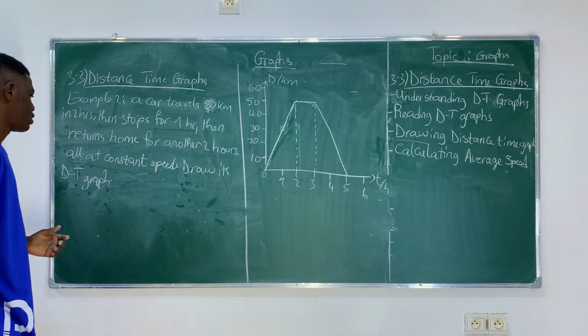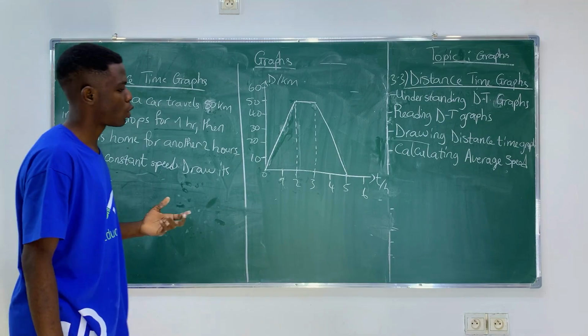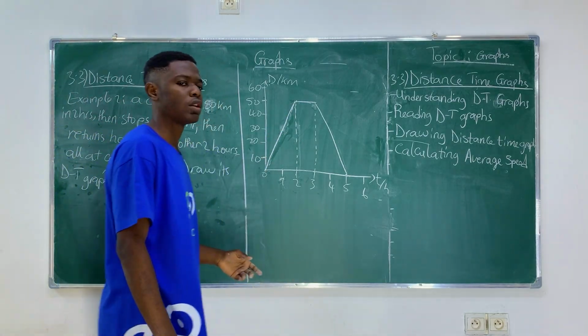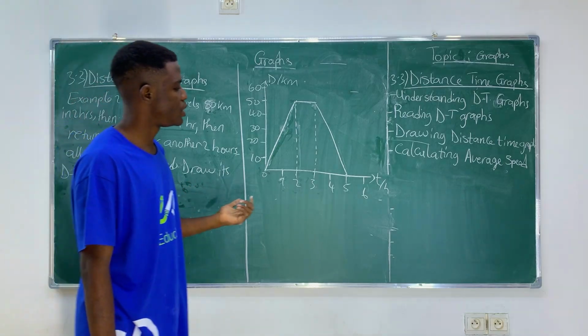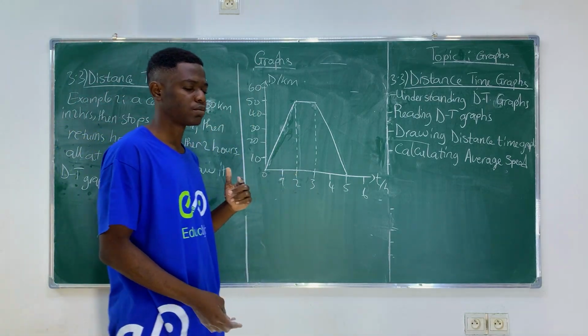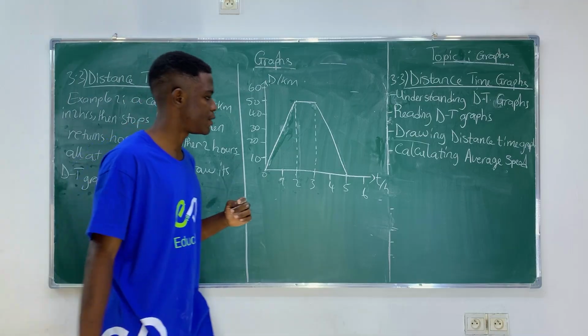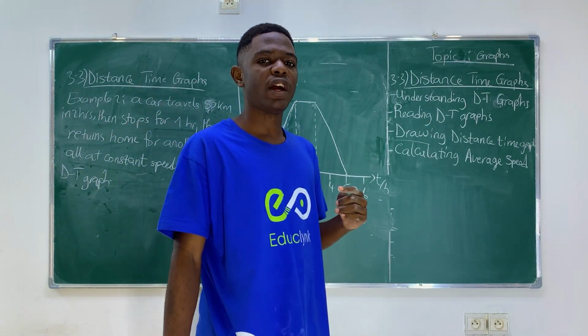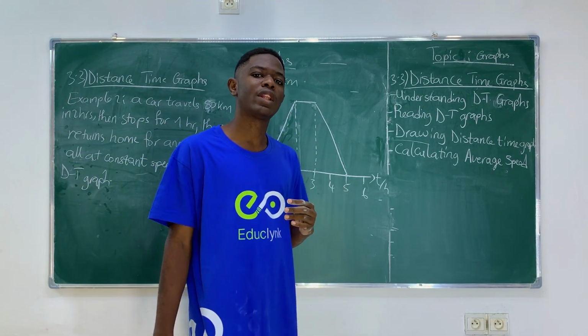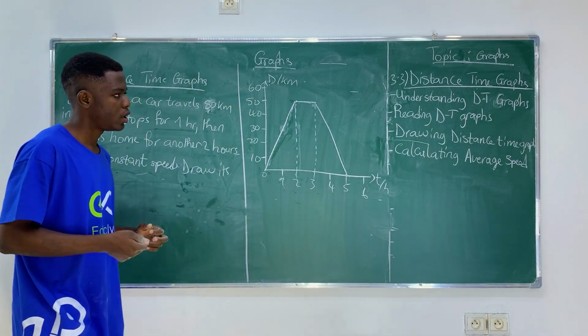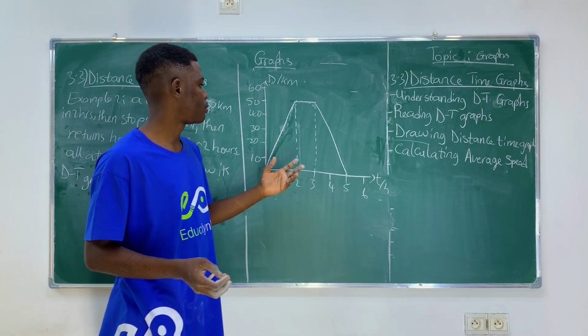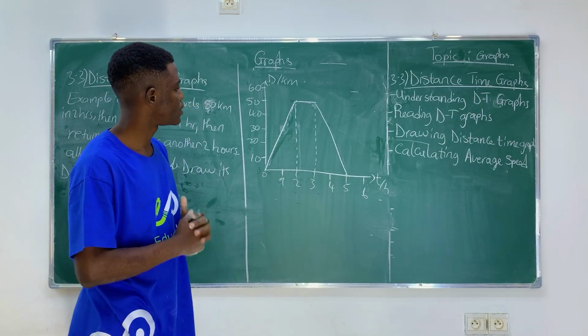Then it says the car moves at constant speed, meaning the lines should be straight. It is very easy to draw this on a distance-time graph. So what if they ask us for the total distance traveled by the car? What is the total distance traveled by the car? Try and see.